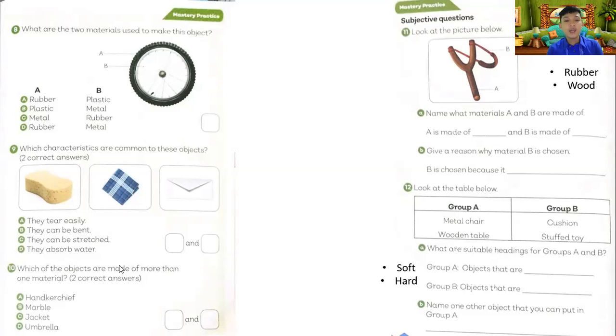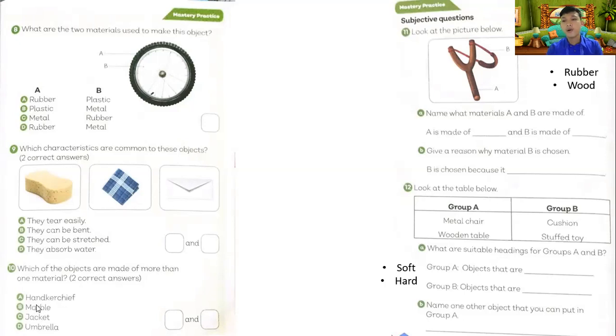Which of the objects are made of more than one material? Okay. 2 materials like that, or 3. Not 1 material like wood, metal like that. Okay. So which of the things here? Two answers. Not 1 material. So is this handkerchief, letter A, only made of cloth, or does it have metal as well?